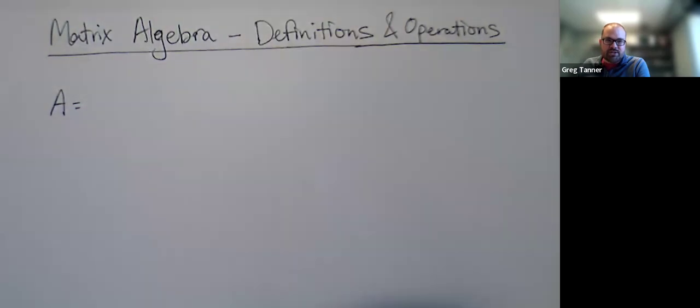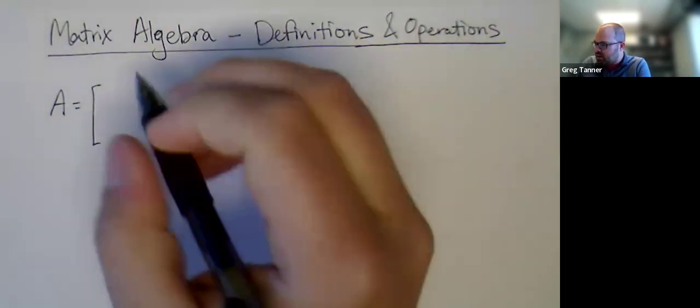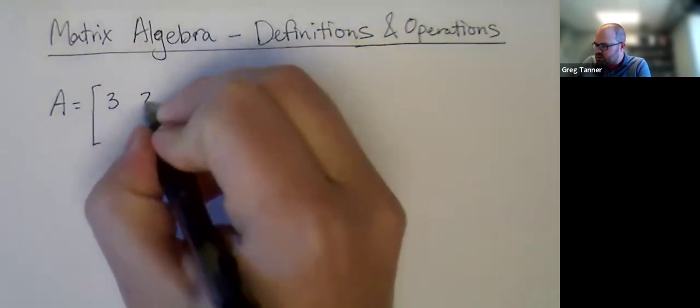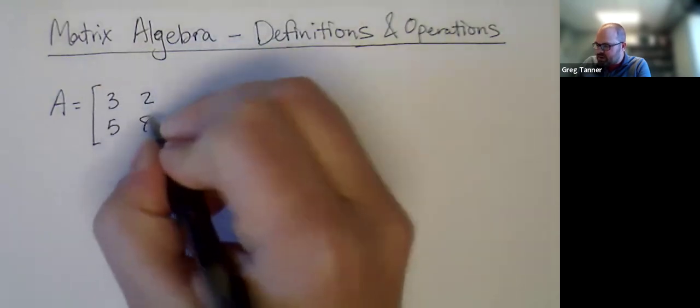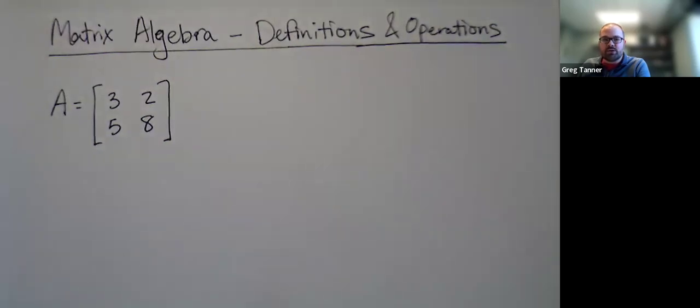We'll define a matrix to essentially be an array of values. So here's an example of a simple matrix, 3, 2, 5, 8. This is an example of a 2 by 2 matrix with 2 rows and 2 columns.